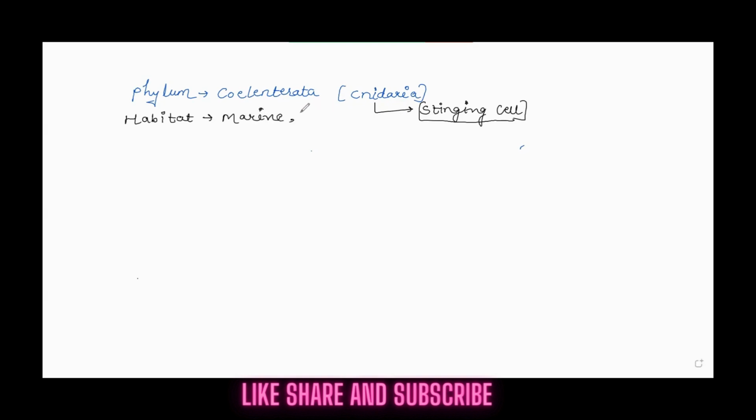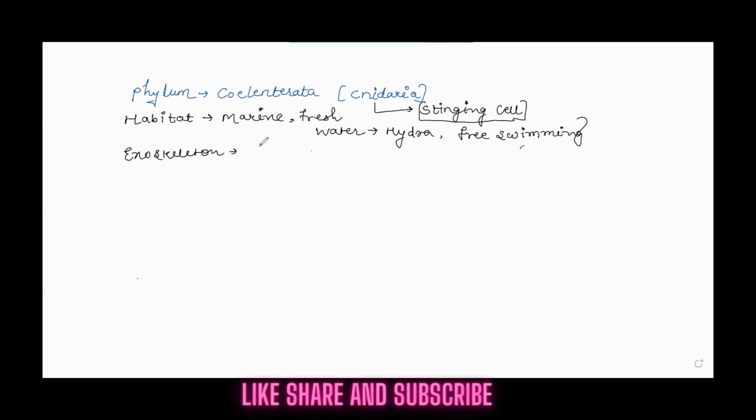Some are freshwater, and we have an example of a freshwater species. So the freshwater one is Hydra, right? Hydra is a freshwater species, and some species are free swimming. Okay. Now, next is about their exoskeleton. So, let's talk about their exoskeleton.